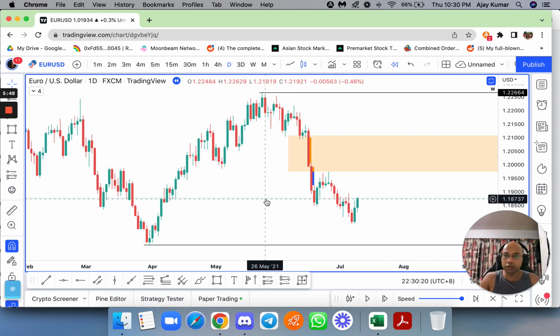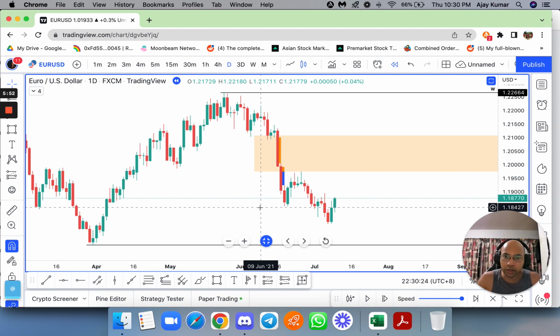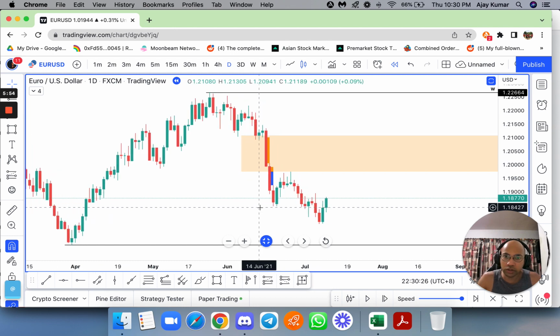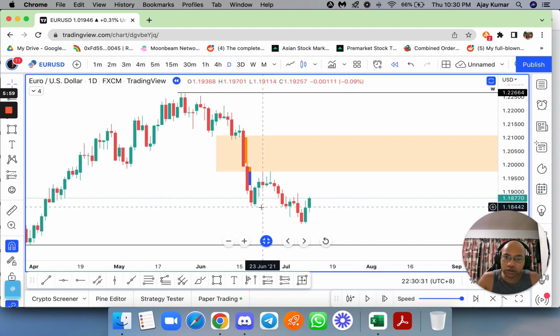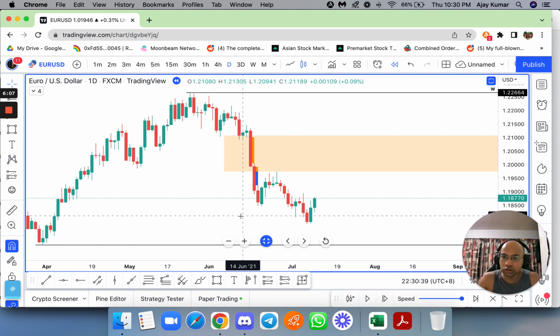Right. So yeah, that's what we are going to do today. This is the daily chart. Any order blocks? I don't see any order blocks. This could be an order block if it breaks this market structure, if this goes on to break the market structure.